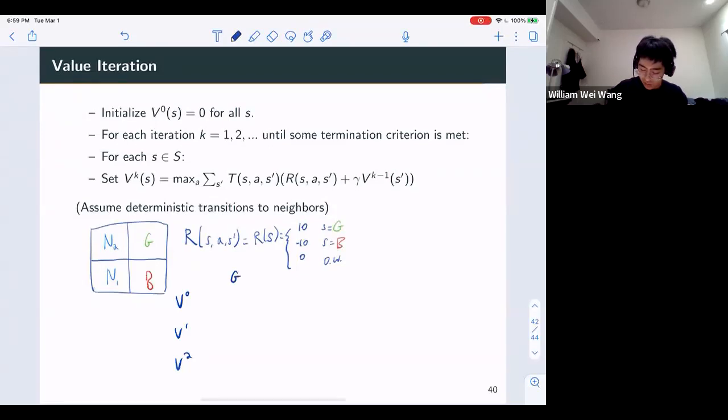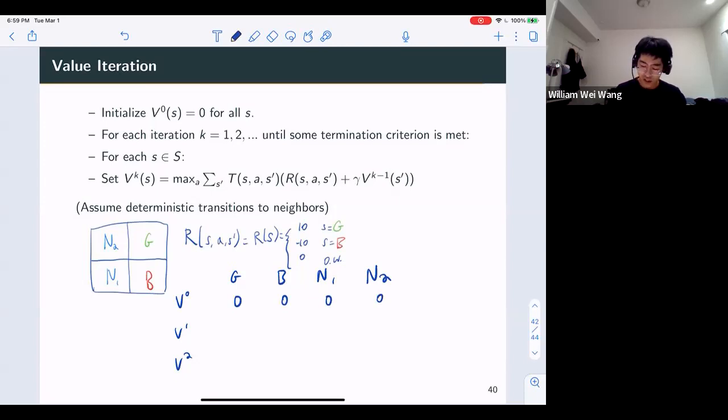So we have, let's list these out, right? So you can form a table here. Okay, let's say what's V0 evaluated at G, and so on. So we initialize just by saying everything's 0, right?